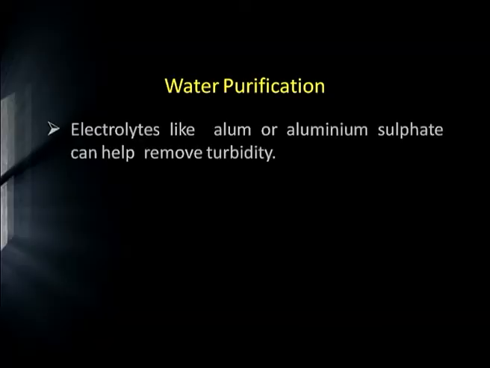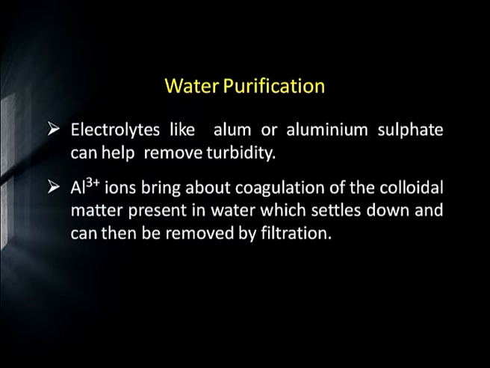We can use our knowledge about colloid chemistry. Electrolytes like alum or aluminum sulfate, even salts of iron, can help remove turbidity. For example, aluminum 3+ ions bring about coagulation of the colloidal matter present in water, which settles down and can then be removed by filtration. The process is called flocculation.